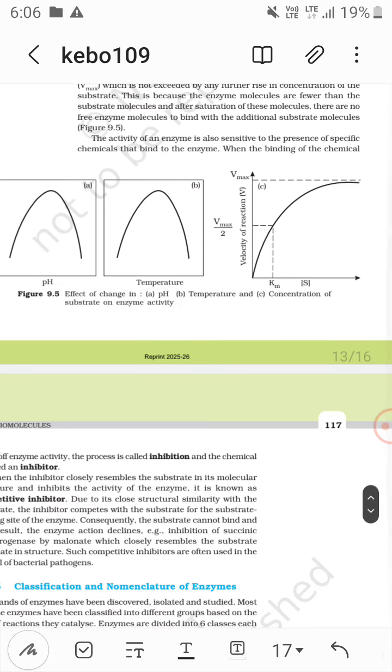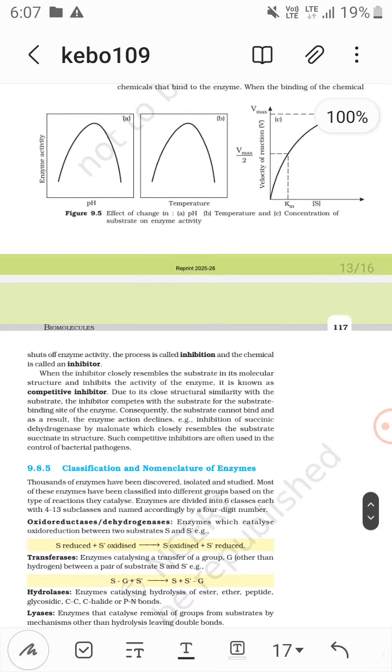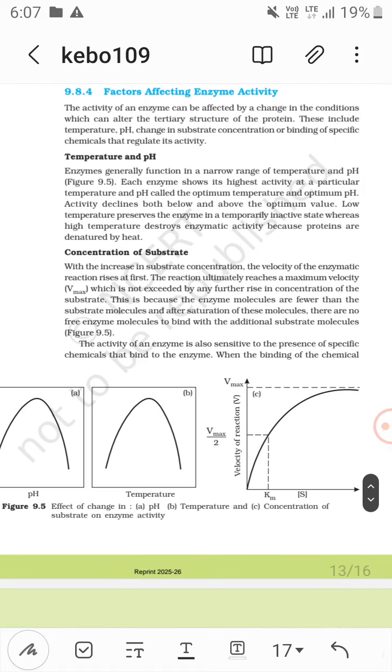Now, the effect of substrate concentration on enzyme activity. You will see the velocity of reaction on the y-axis and substrate concentration on the x-axis. There is a Km value, which is the substrate concentration at which the velocity of reaction is half of the maximum. This is the Km value, the Michaelis constant.